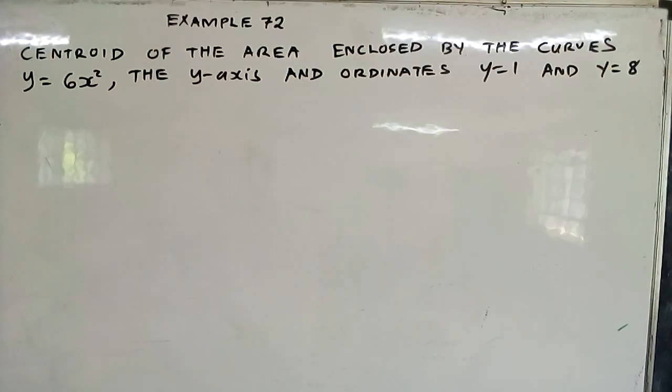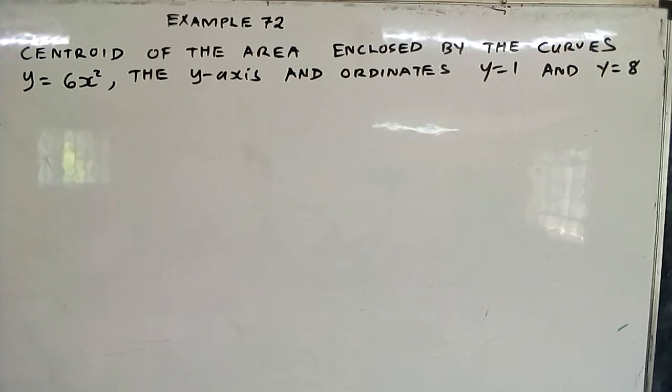Example number 72. Determine the position of the centroid of the area enclosed by the curve y equals 6x squared, the y-axis, and the ordinates y equals 1 and y equals 8, correct to 3 decimal places. So, how are we determining the position of the centroid?